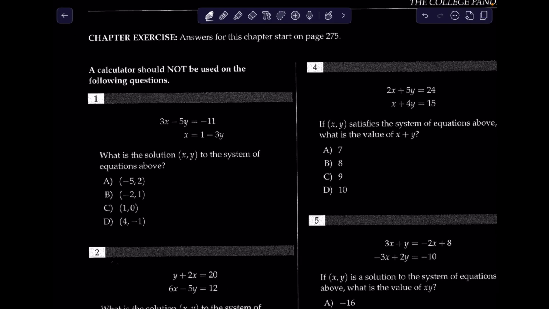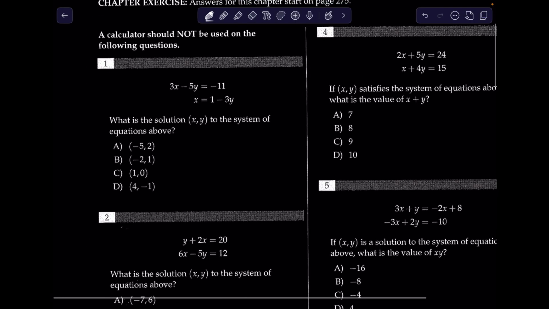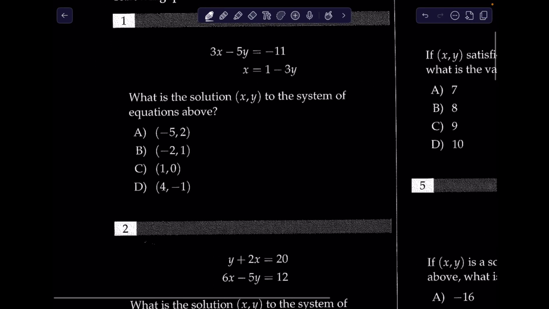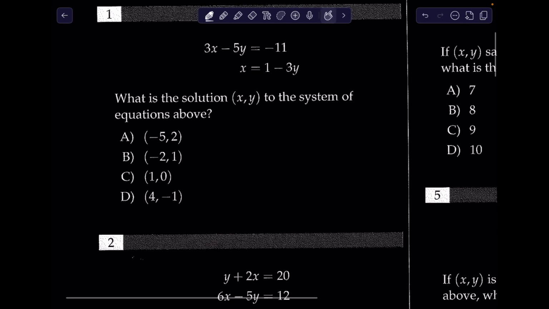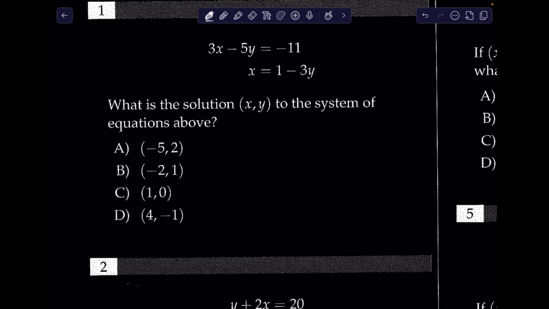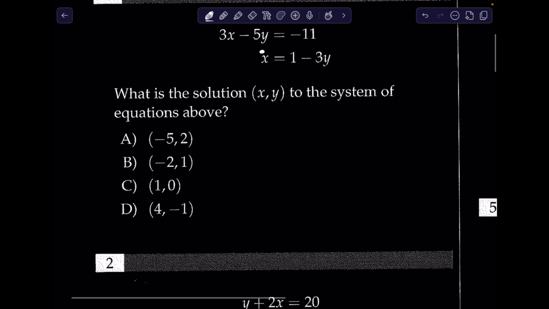So today we're going to work on some systems for our ACT. Start with question 1 here. So here we see that we have an equation 3x minus 5y equals negative 11. And then they give us that x equals 1 minus 3y. So here it'd be easiest to use substitution and plug in this x into this x.